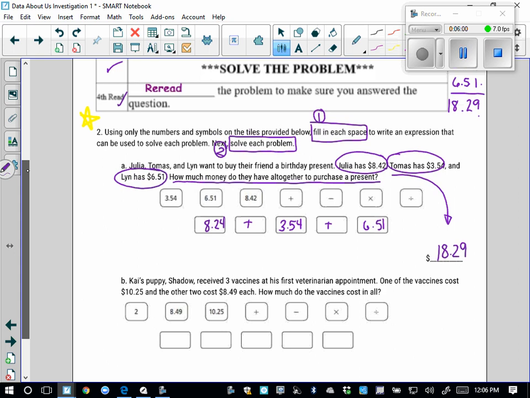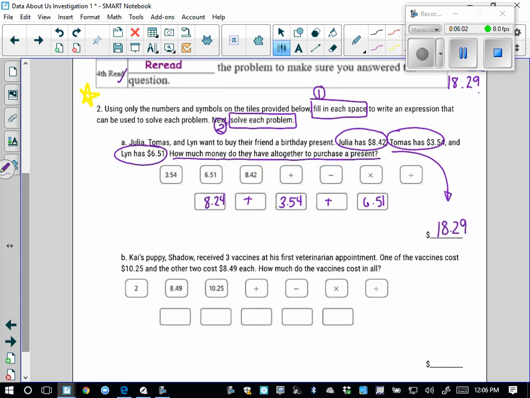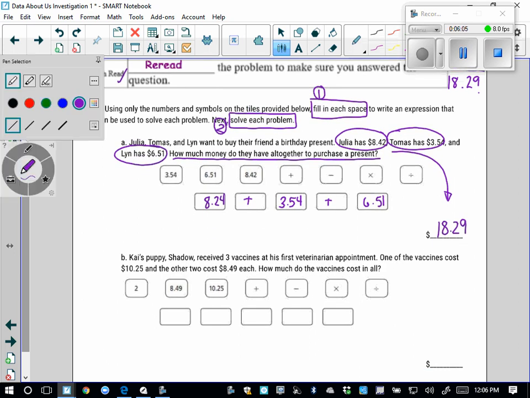So if I look at the second problem, and I wanted to do that again, a lot of the stuff in the second problem is done. Like the actions and the things that I have to do are already taken care of. Since this is a part B, I have to do the same actions and steps. So I'm going to go read this part. Kai's puppy, Shadow, received 3 vaccines at his first veterinarian appointment. One of the vaccines cost $10.25, and the other 2 cost $8.49 each. How much do the vaccines cost in all?